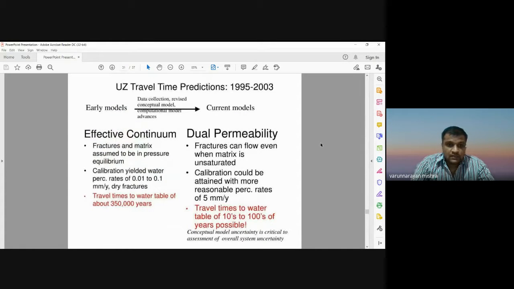These are the effective continuum and dual permeability. On that basis, they have fractures and the matrix assumed to be in pressure equilibrium, and fractures can flow even when the matrix is unsaturated. Calibration yielded a water percolation rate of 0.01 to 1%, with dry fracture travel times to the water table of about 3500. Okay, so in the case of disposal of radioactive elements, you also need to check the permeability of the soil.